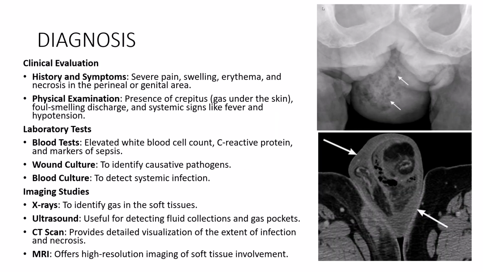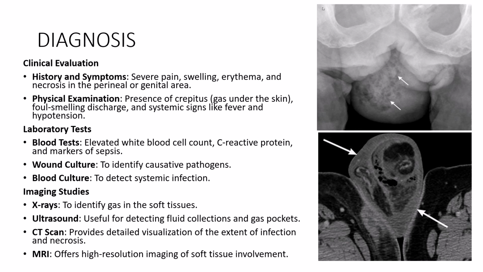So how do you do the diagnosis? In clinical evaluation, we firstly go with the history and the symptoms of the patient. That is, you'll be seeing the patient complaining of severe pain, swelling, erythema and necrosis in the perineal or the genital area. Then we go for the physical examination. You'll be finding crepitus, that is gas under the skin, foul smelling discharge, and systemic signs like fever and hypotension.